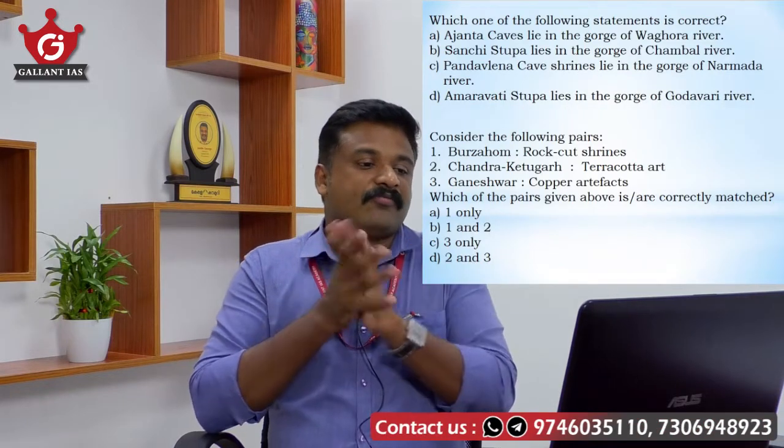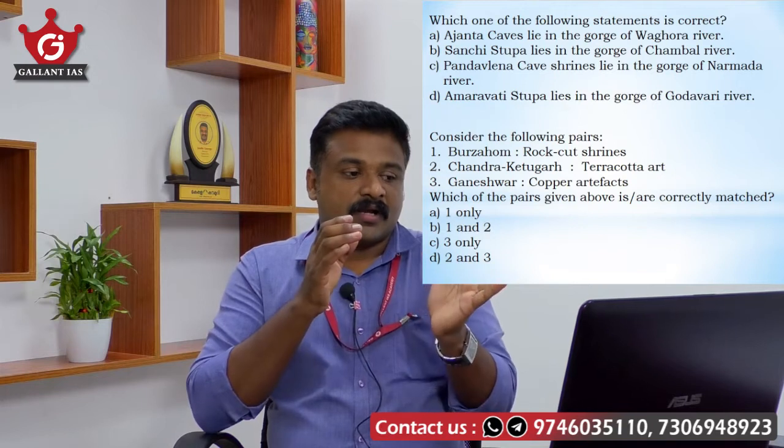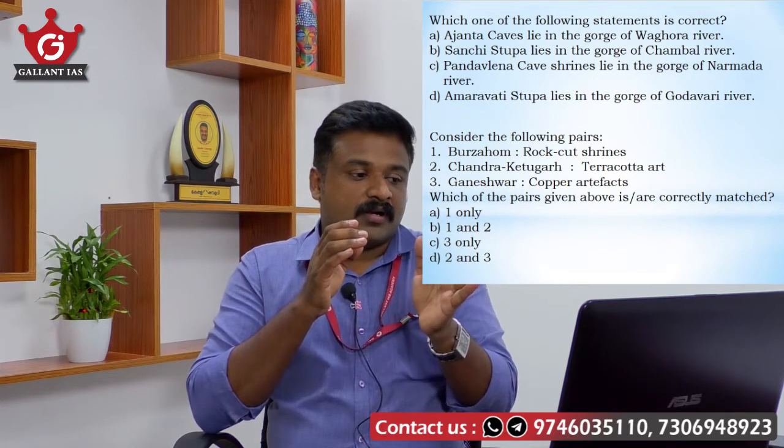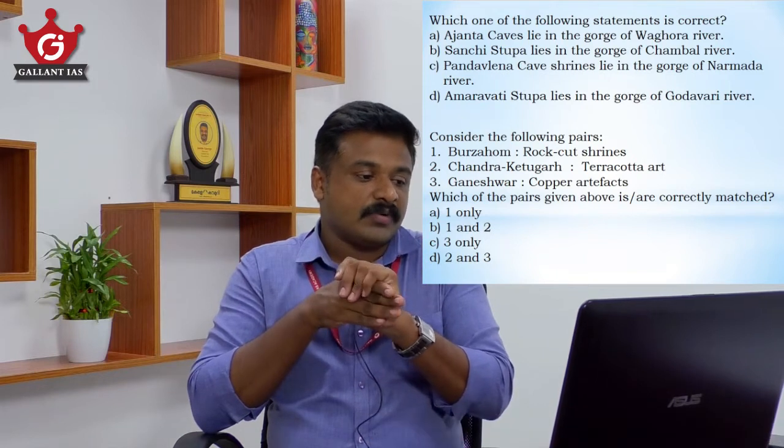Let me show you. There are lots of questions they framed from NCERTs, and some cultural sites questions are there. From the decline of Gupta until the rise of Harshavardhana in the early 7th century, which of the following kingdoms were holding power in northern India? Which of the following ancient towns is well known for its elaborate system of water harvesting and management by building a series of dams channelizing water into connected reservoirs? Which one of the following statements is correct regarding Ajanta caves, Sanchi Stupa, Pandavalena caves, Amaravati Stupa?